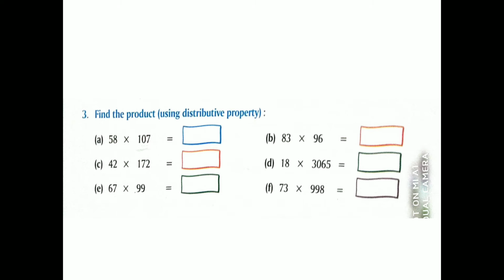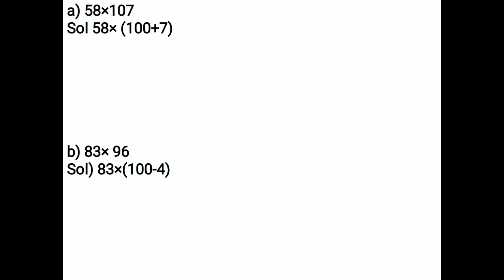Question number 3 is find the product using distributive property. Distributive property, I already told you, you have to expand one number. Clear? The numbers which are greater than 100, those you will write in expanded form. But the numbers which are smaller than 100, meaning greater than 90 but less than 100, then what you have to do? You have to subtract the smaller number from 100. You will get it. So firstly we do A part, then you will understand it.